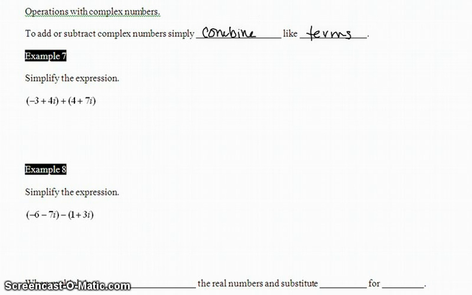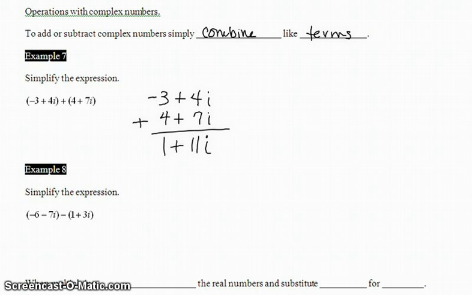So looking at example 7, negative 3 plus 4i plus 4 plus 7i, I'm going to just align my like terms underneath one another because I think that is usually the easiest way to add things up. So I begin by adding my real number components. Negative 3 plus 4 is a positive 1, and 4 plus 7 is 11, and then just attach the i. So 1 plus 11i.